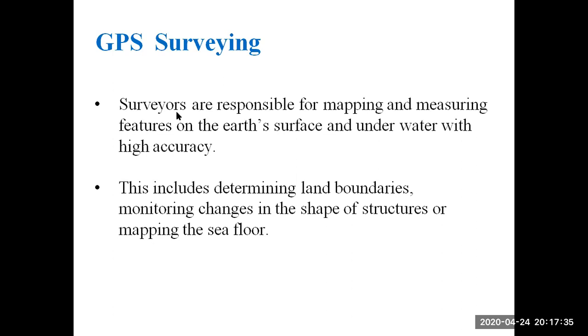Next, we have surveyors. A surveyor is a person who examines the condition of the objects or points on the surface of the earth in order to determine the position. So let's see GPS survey. Surveyors are responsible for mapping and measuring features on the earth's surface and underwater with high accuracy. So we can calculate on the earth's surface as well as underwater with high accuracy.